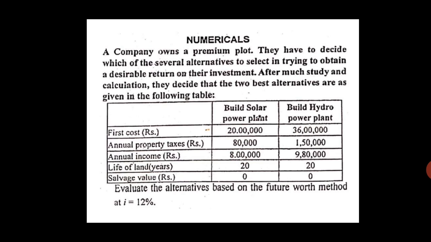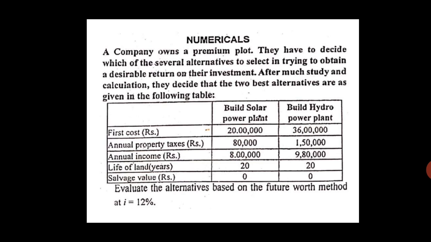Now you can see there are two options. One is to build a solar power plant in that plot, or to build a hydro power plant. Okay, the first cost, my initial cost, that capital expenditure, is 20 lakhs for solar plant and 36 lakhs for hydro plant.